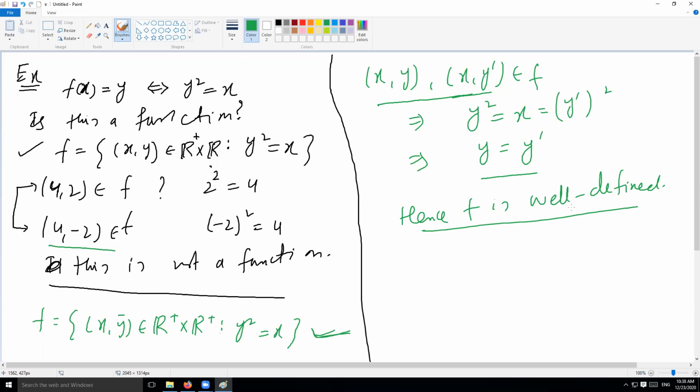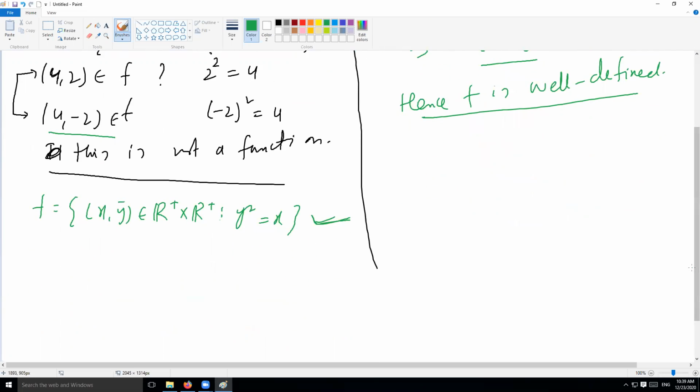Are you getting the point? While this function is ill-defined. So when a function is ill-defined, sometimes it is possible to make it well-defined by making a little bit of changes, and sometimes it is not possible to make it well-defined actually. So here is another example.